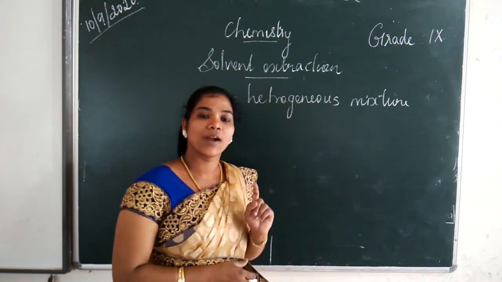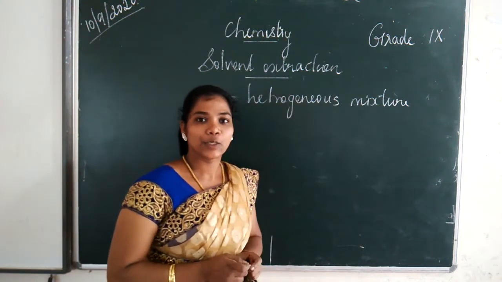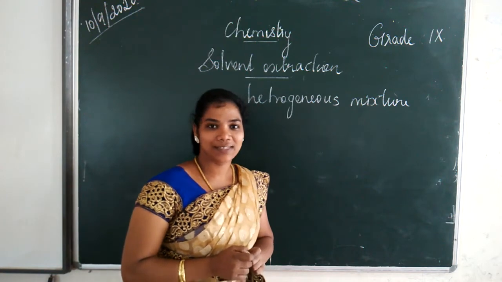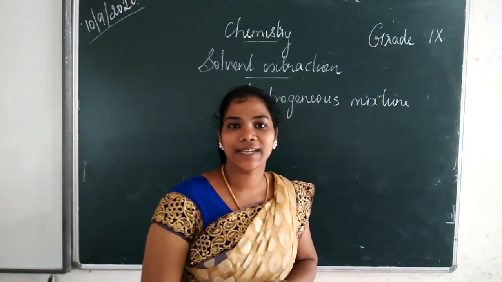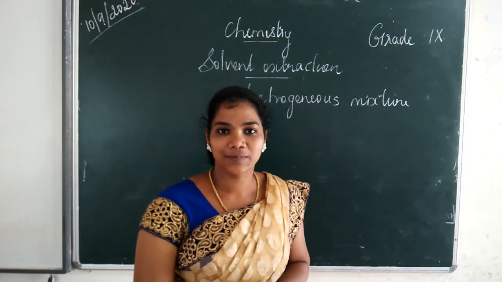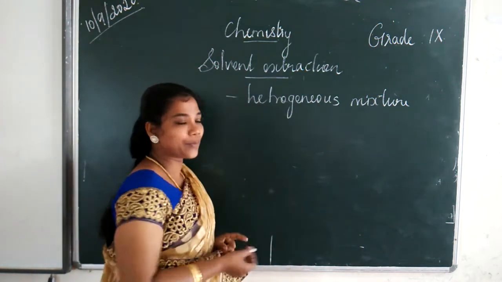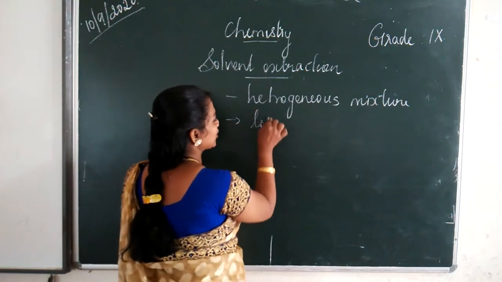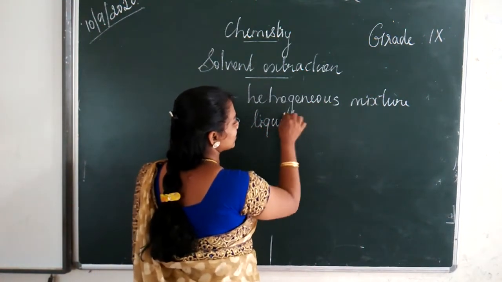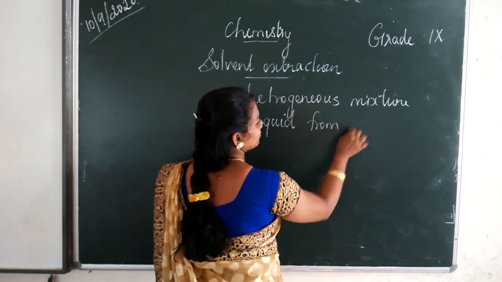Sublimation, what type of mixture did we separate? Solid from solid, isn't it? The example we studied was ammonium chloride and sand. Today we are going to see how to separate liquid from liquid.